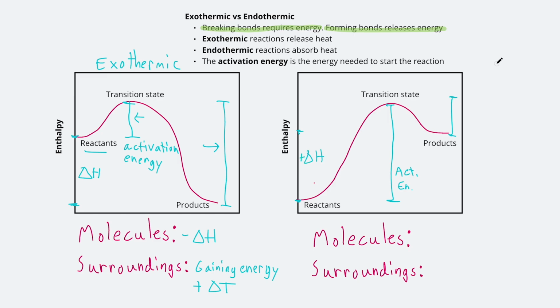So when the reactants formed the products, the molecules gained energy, so there's a positive delta H, and then you have to ask yourself, where did that energy come from? It would have to come from the surroundings. So the surroundings lost energy, and this would cause a decrease in temperature, so negative delta T.